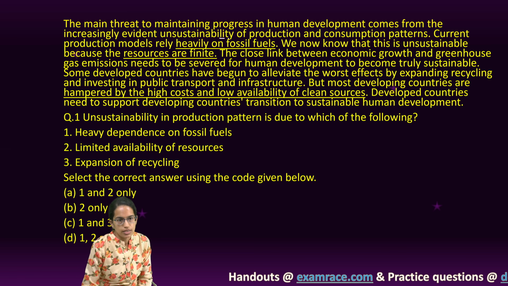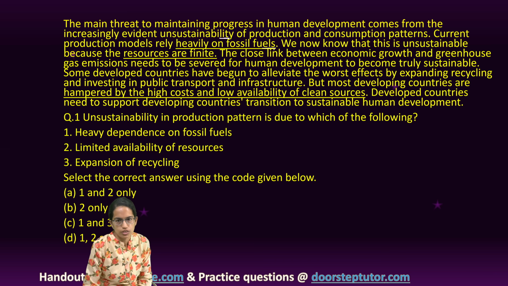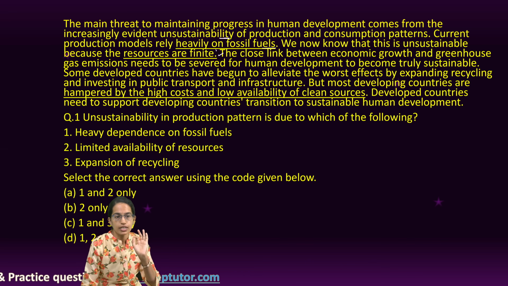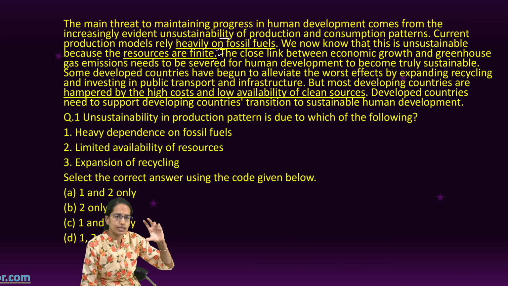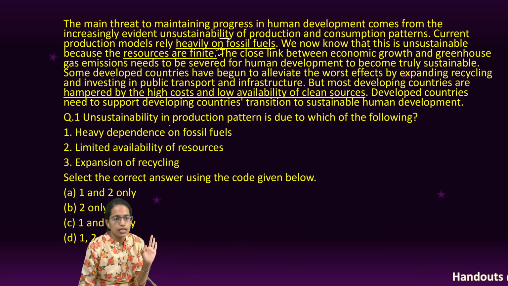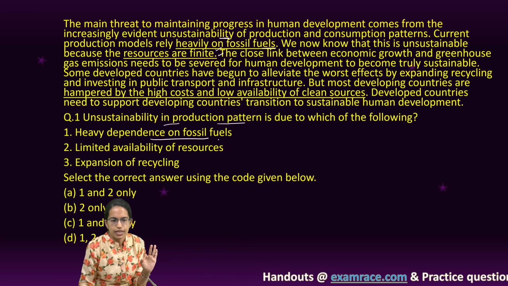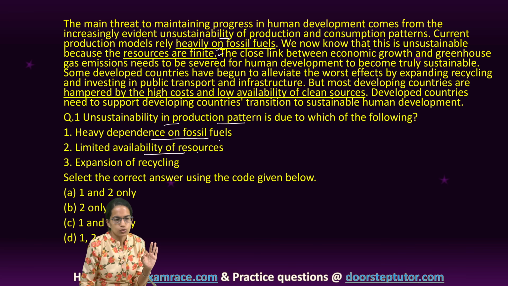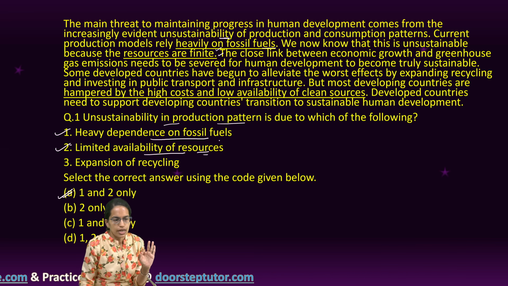It focuses on unsustainability, and that's because of relying mostly on the fossil fuels. Now it clearly says that our resources are finite. We are relying heavily on the fossil fuels. Now these two sections themselves are the answer to the question here. Unsustainability in production pattern is due to heavy dependence on the fossil fuels, and then we have the finite resources, that is limited availability of resources. So 1 and 2 are the right options here.